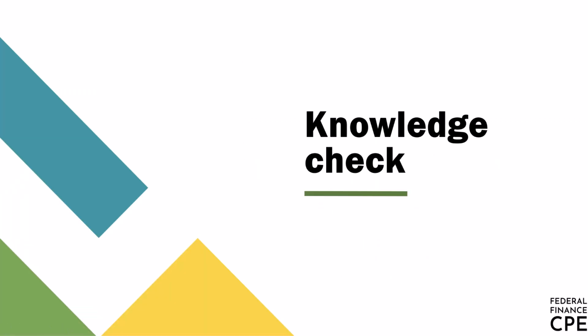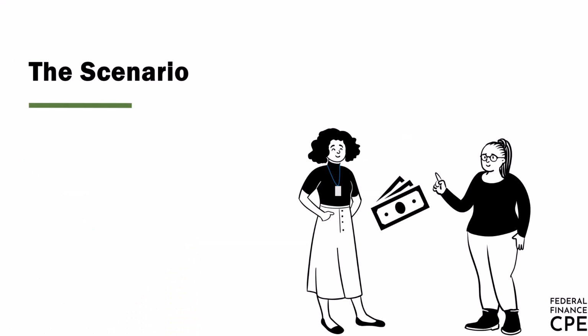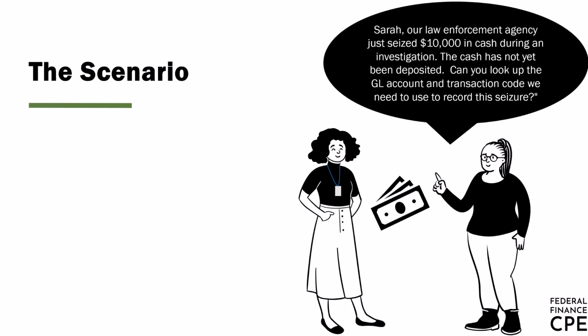Okay, now let's take a moment and check ourselves on this knowledge that we just learned, using Sarah to see what she's come up with. So Sarah's talking with her manager, who says, hey, we work at a law enforcement agency, and they just seized $10,000 in cash during an investigation. Now, this cash has not yet been deposited. Could you look up the GL account and transaction code we need to use to record this seizure?